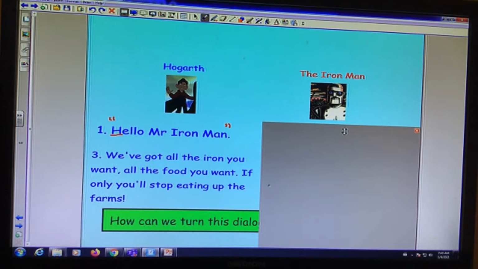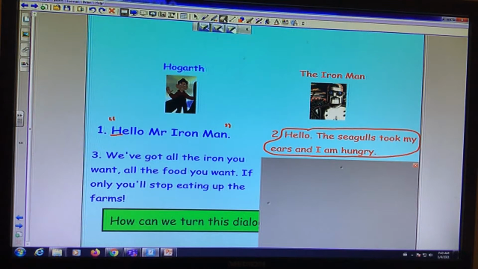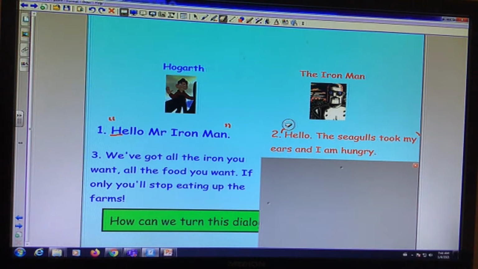Okay. Hello, Mr. Iron Man. And then we go to the Iron Man, and what does he say? He says, hello, the seagulls took my ears, and I am hungry. So we would circle what gets said again. Ooh. There it is. That's what's being spoken. That's the dialogue. Right, there are all the words that he's saying. Now we can get rid of most of it, but we leave a little bit for our speech punctuation. So that's where they go. I know that now. Now I can actually make them into proper speech marks.